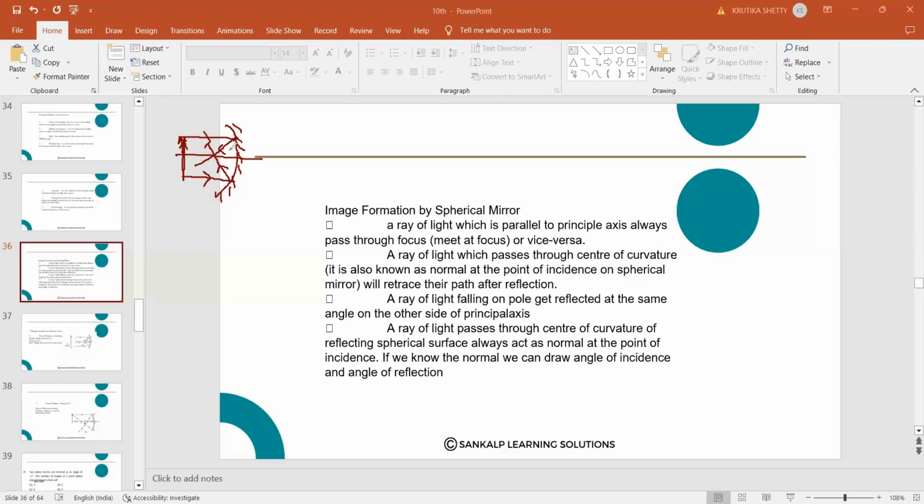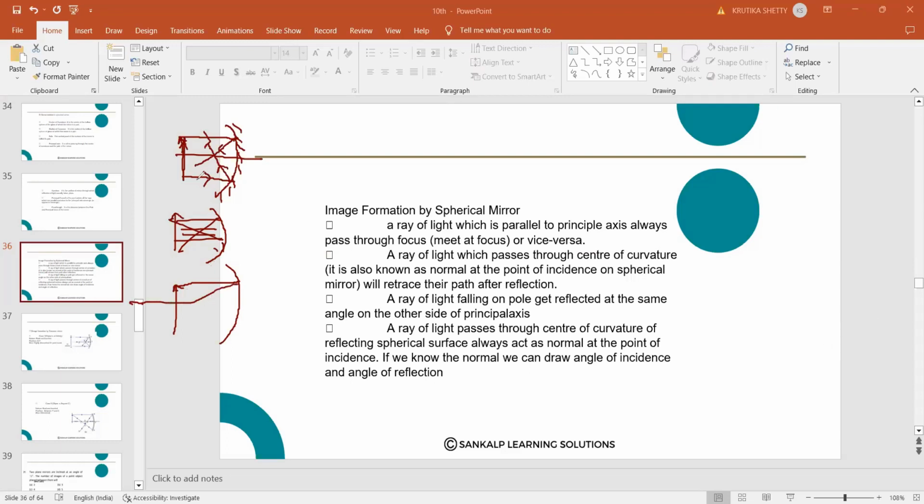So here you need to see. Actually, many rays from that object keep coming parallel. What you need to check is, after reflection, which rays are passing through the focus. So according to the definition, I'll draw the figure now. So this is the mirror, the concave mirror. This is my object.